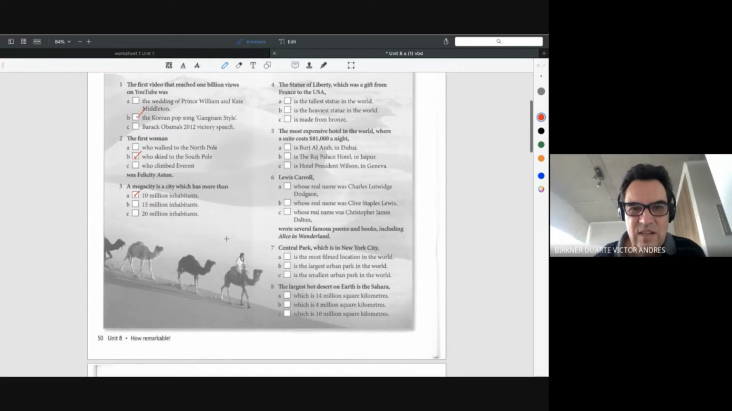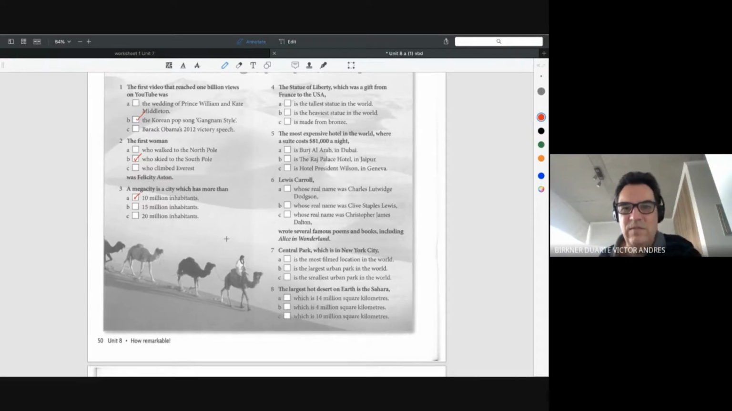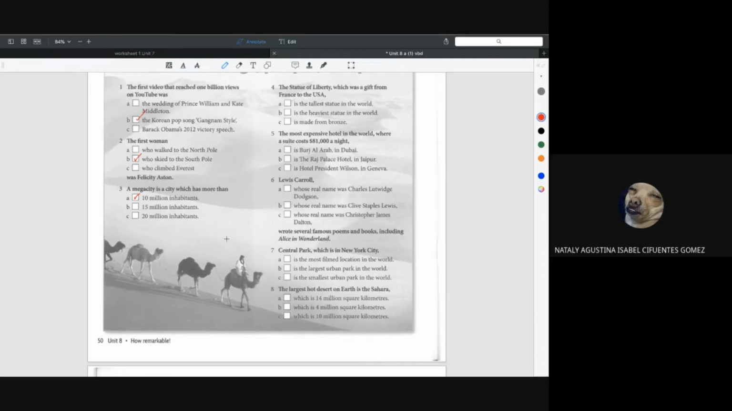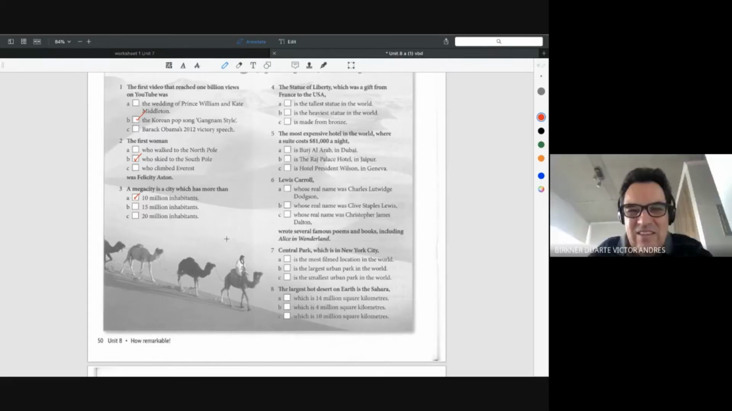All right. Let's move on then to number 4. The Statue of Liberty, which was a gift from France to the USA, is the tallest statue in the world, is the heaviest statue in the world, or is made from bronze? You can use your clues to search and find the information. I have heard it was made from bronze, but I'm not sure. Yes, you're not sure, look it up.